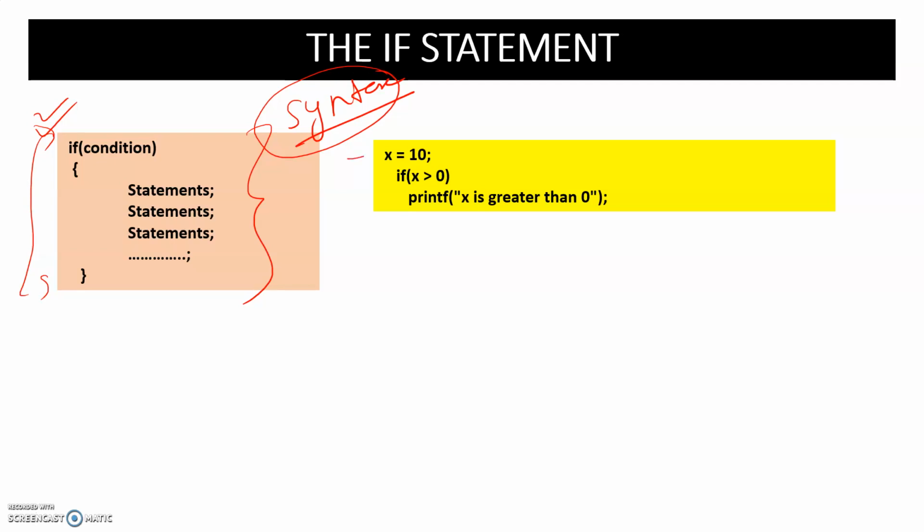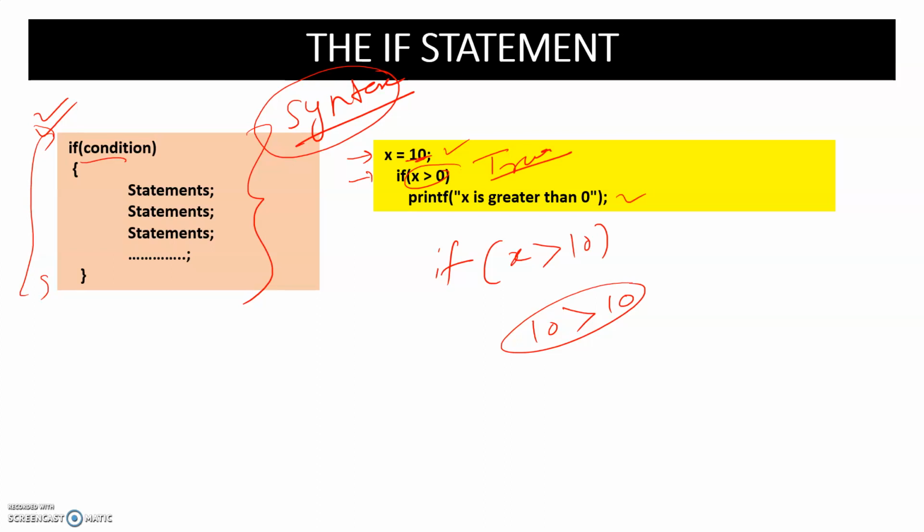Here in this example you can see the value of x is equal to 10 in line number 1. Then an if condition is given. What is the condition? The condition is x is greater than 10. Here x is equal to 10, so 10 is not greater than 10. What will happen? If this condition is true, then this statement will get executed. If this is not true, then this statement will not get executed. So what we are doing? We are altering the execution of the program based on this given condition.